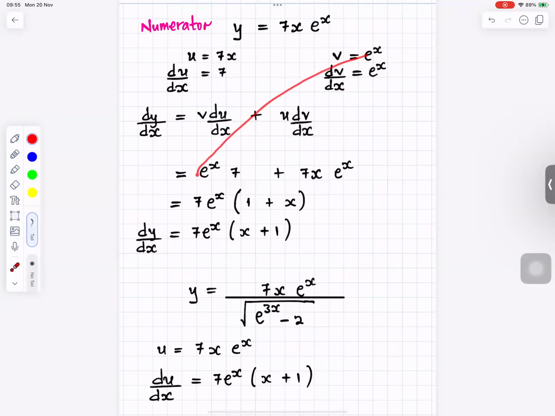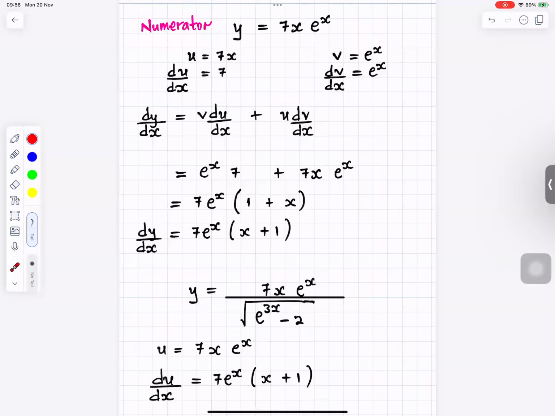v, e to the x, du over dx, which is 7. The plus stays the same. The u is 7x. The dv over dx is e to the x. Factorize, 7 is common. e to the x, e to the x is common. So here it's like times 1. So the 1 will remain there. And this will be x. We factorize. So it's 7e to the x bracket x plus 1. I just swapped the position for the x and the 1. 1 plus x is the same as x plus 1. So this is how you write it neatly in an exam.